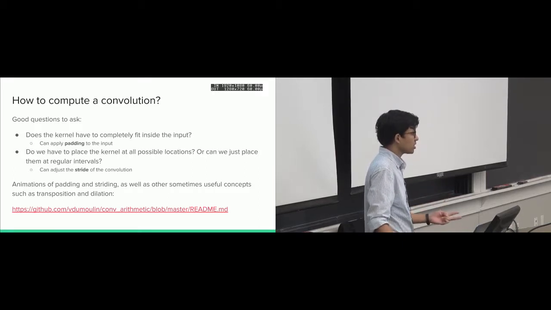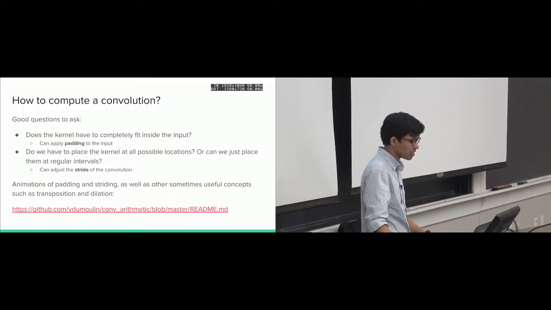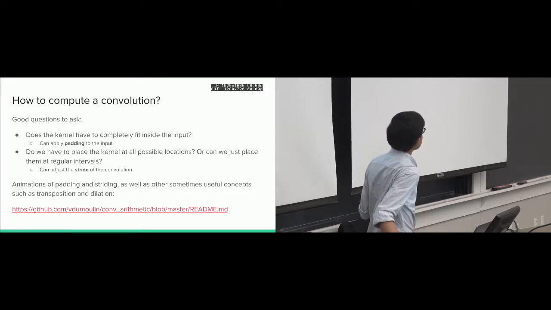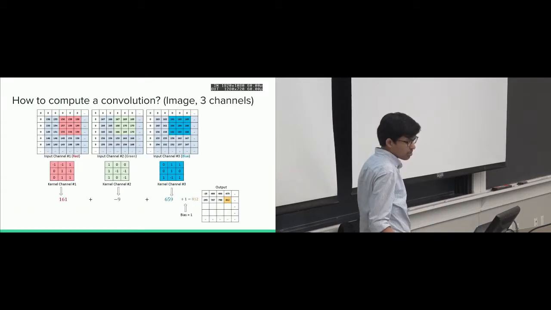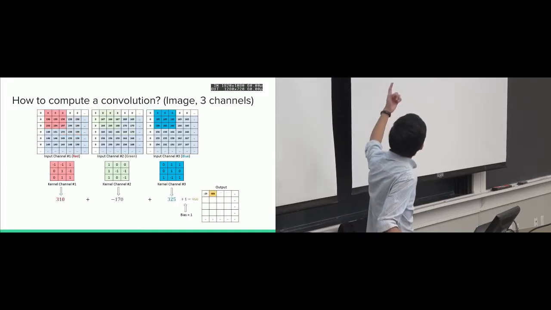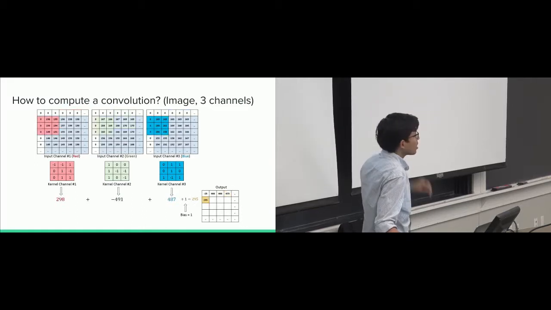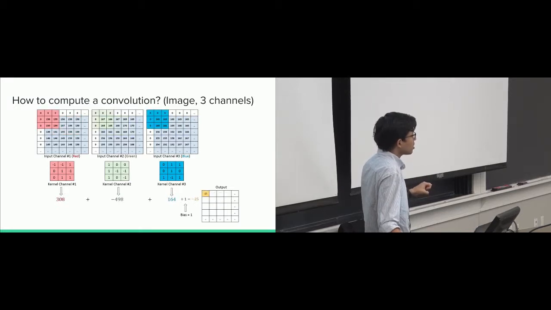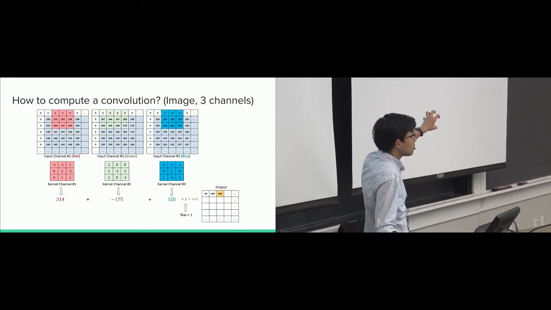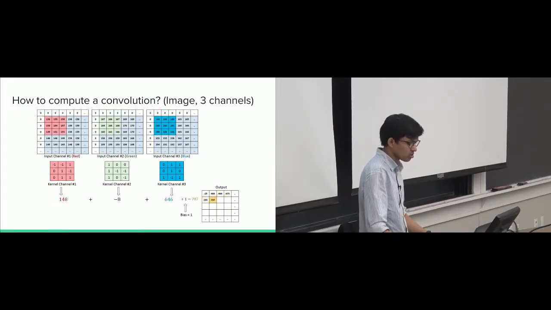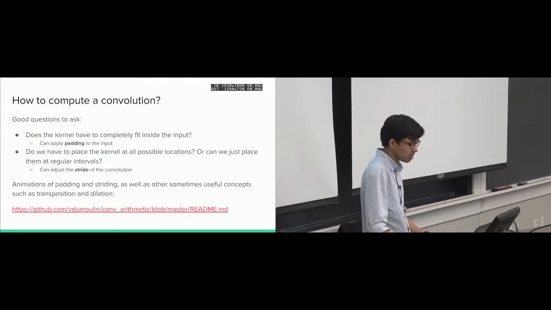The second variation is, do we have to place the kernel at all possible locations, or can we place it at regular intervals? That's stride. In the previous example the stride was 1 because we were taking 1 step at a time. We can also take 2 steps at a time, but that will reduce the complexity because we'll be learning less. We might skip over some feature learning, so we have to decide whether to increase or decrease the stride.